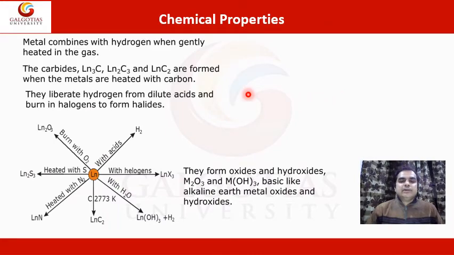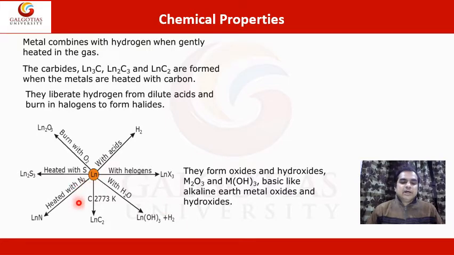Now let us discuss chemical properties. We have different chemical properties. When the metal combines with hydrogen, they gently heat it in the gas, and the carbides, that is Ln3C, Ln2C3, LnC2, are formed when the metals are heated with carbon. They liberate hydrogen from dilute acids, as we can see here, and burn in the halogens to form the halides. With halogens, they form the halides. With water, they form the hydroxides, which are basic in nature.